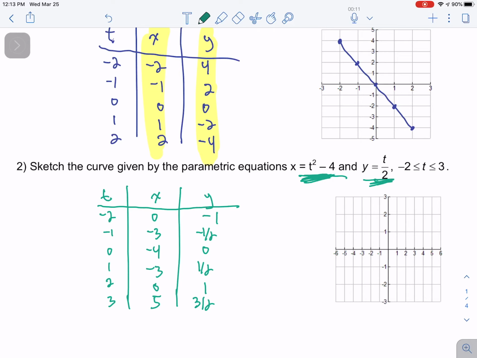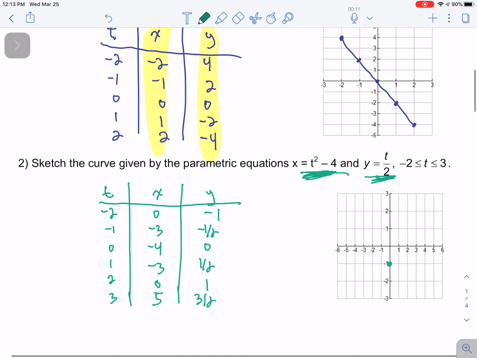So what does this graph look like? Well, I'm going to start at 0, -1, then -3, -1/2, -4, 0, -3, 3/2, 0, 1, and then 5, 3/2. Okay? And I'm just going to connect those dots. Now you have to make sure you connect the dots in the correct order. So I started here to there, to there, to there, to there, to there. And that is our lovely parametric equation.